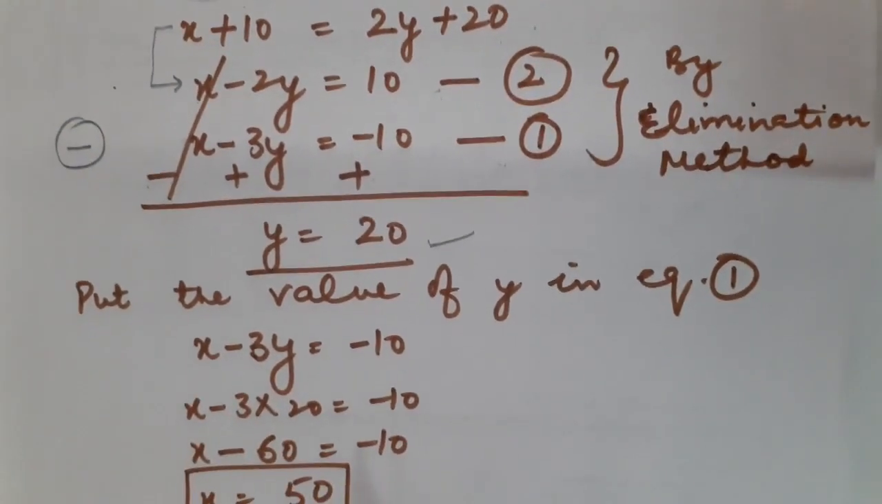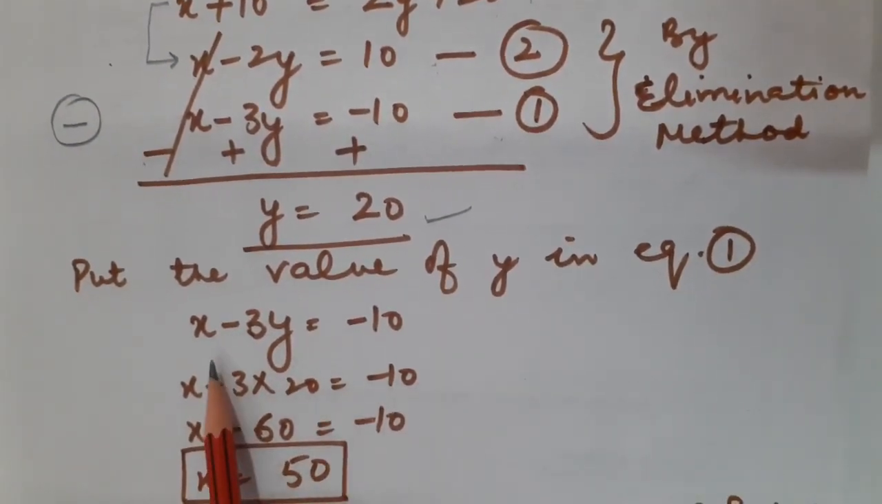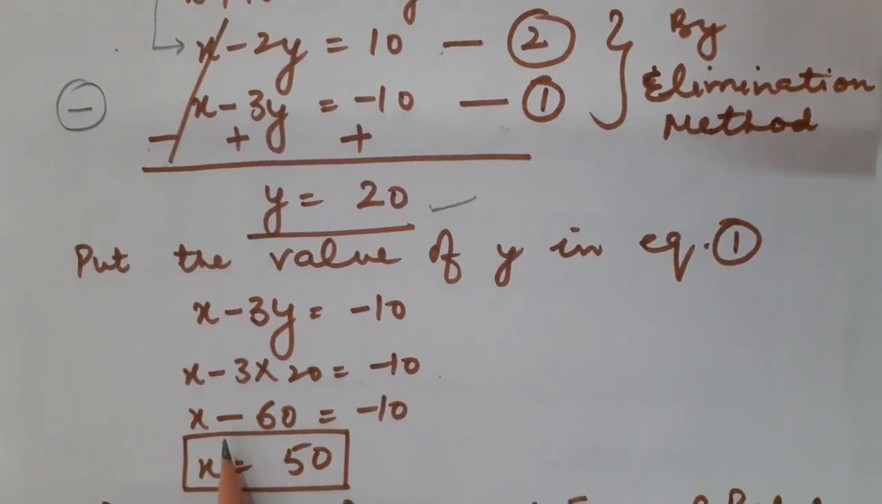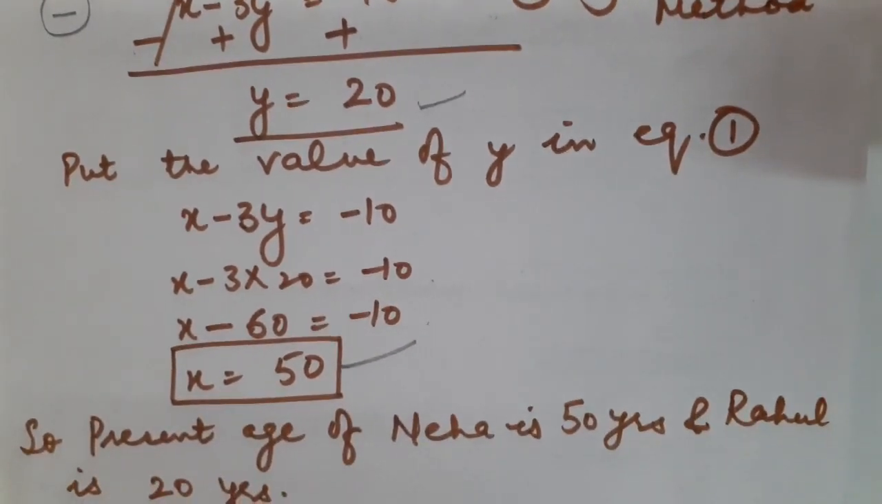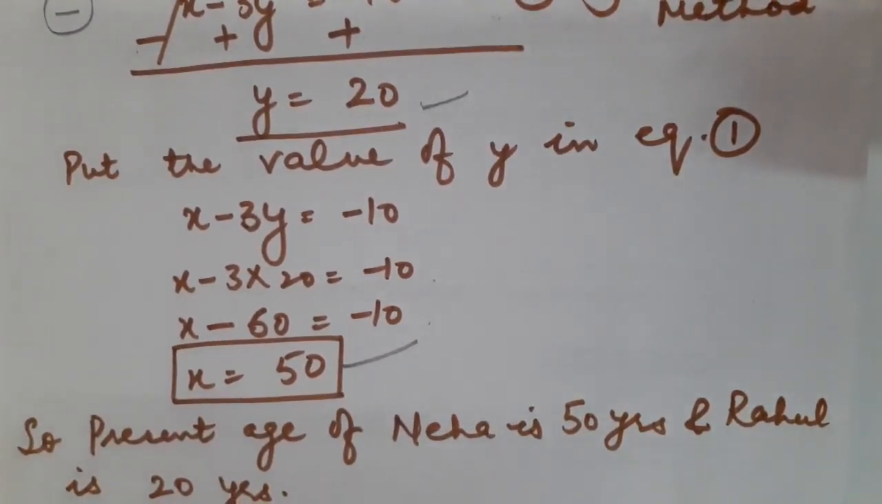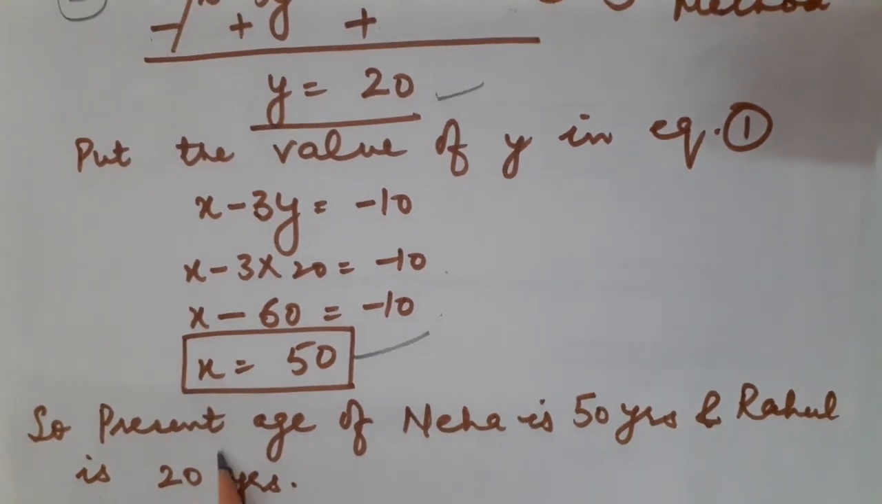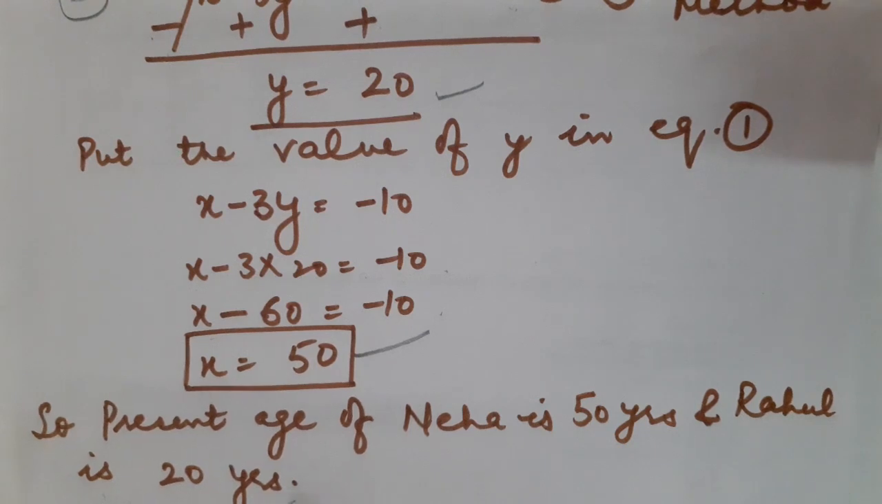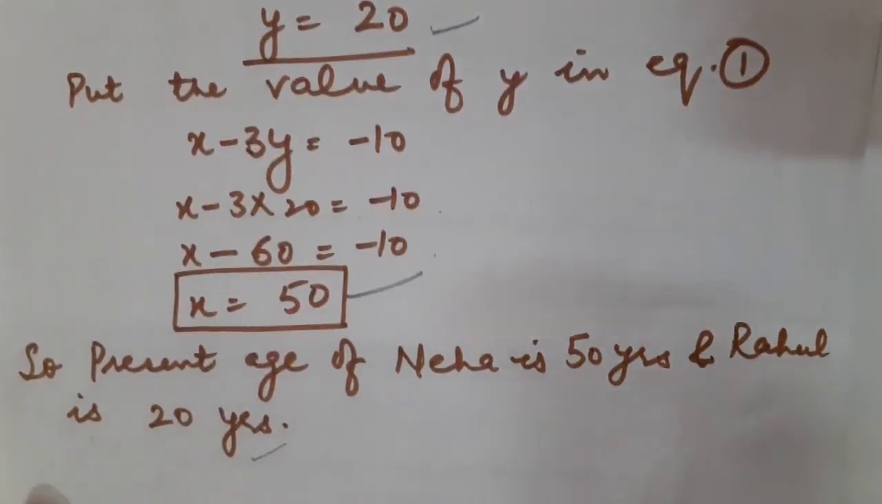So now put the value of y in equation number 1. What is equation number 1? x minus 3y is equal to minus 10. x minus 3 into 20 is equal to minus 10. So x minus 60 is equal to minus 10. So what would be the value of x? That is minus 10 plus 60, which means 50 years. So thus the present age of Neha is 50 years and Rahul's present age will be 20 years. Clear, children?